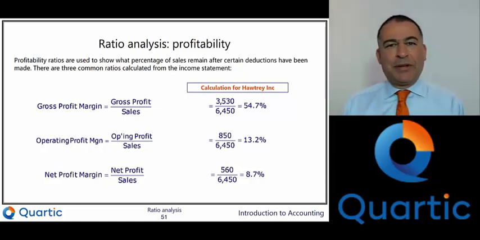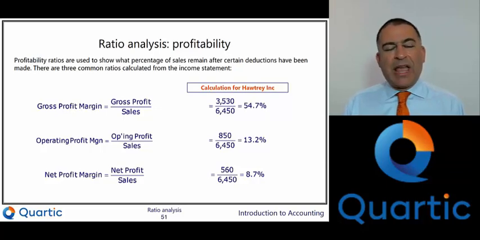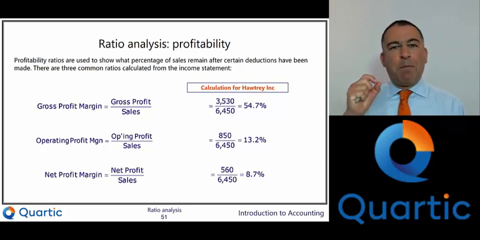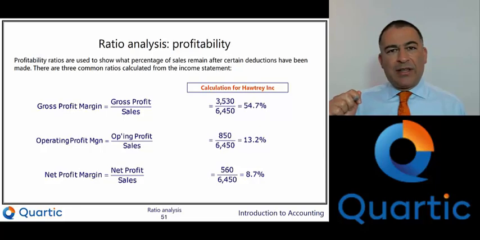Let's move on to profitability ratios now. Now, these are pure income statement. And what this is saying, we're talking about profit margin. A margin is what percentage of a certain figure do we have as profit. Now, in all these cases, it's a percentage of sales. Now, work your way down the income statement.